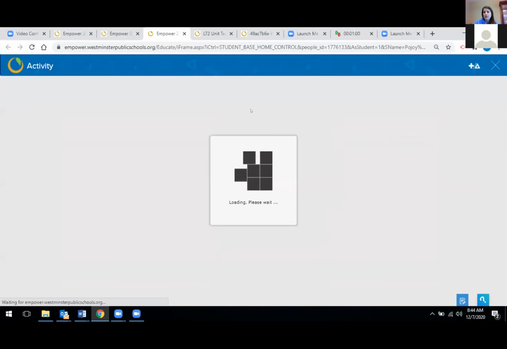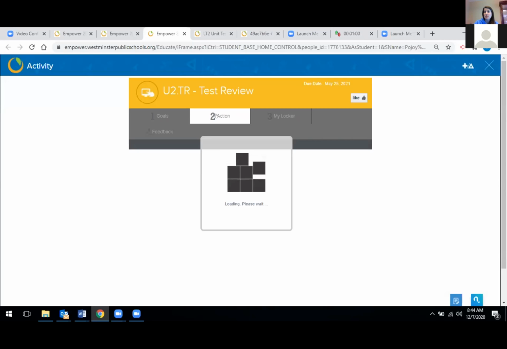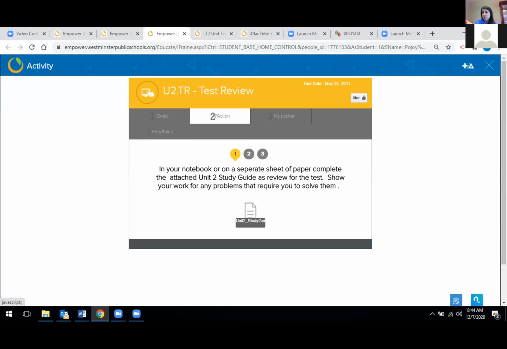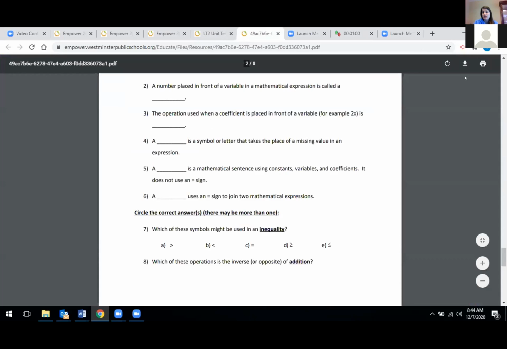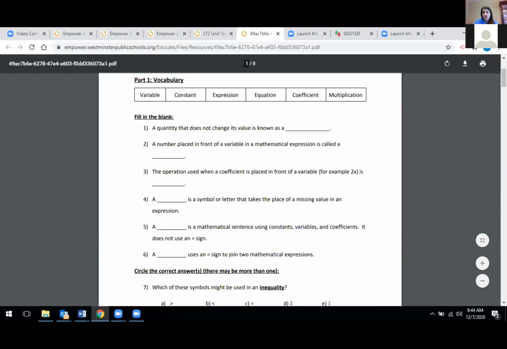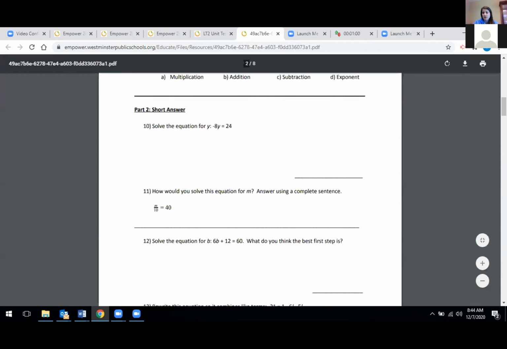If you open it up, it's basically like a practice test. A lot of the test questions, they're not the same test questions, but they are very closely related. If you open this up, it's going to take you to a test. So you are going to need paper and pencil to write down. The beginning part is review on vocabulary, inequalities, solving equations.